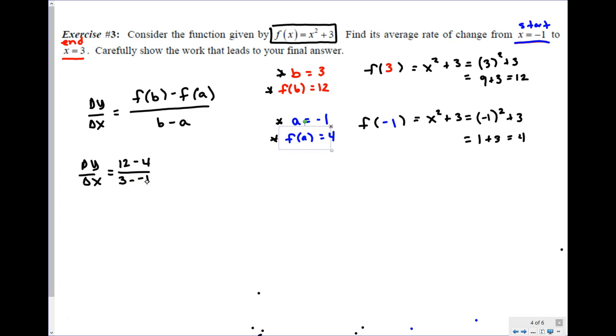Now, I simplify. Be very careful with your signs here. Notice I have 2 minus signs. I have a minus from the formula, and I have a minus from what a is. So I have to be very careful here. 12 minus 4 is 8, and 3 minus -1 is the same as saying 3 plus 1, so that becomes a 4. So my rate of change is 2. So my answer, the change in y over change in x, equals 2, and that's my final answer.